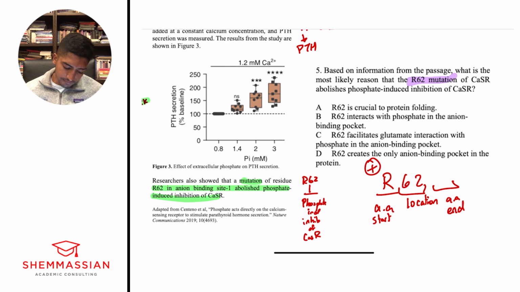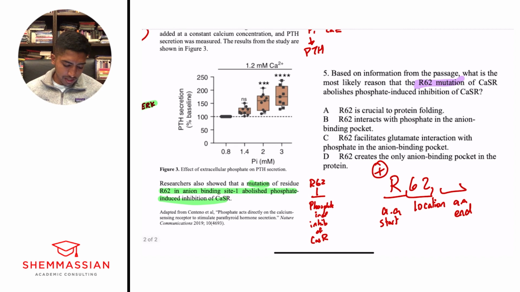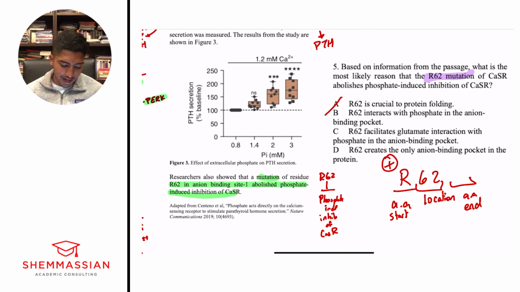All right, A, R62 is crucial to protein folding. That doesn't really make sense, right? Nothing is talking about protein folding. We're talking about a binding interaction at a binding site, right? We're talking about binding site, not protein folding. B, R62 interacts with phosphate in the anion binding pocket. This makes sense, right? What type of charge is phosphate? Phosphate is negatively charged, right? PO4 3 minus, phosphate, negatively charged. So we can leave B for now and go on to C.